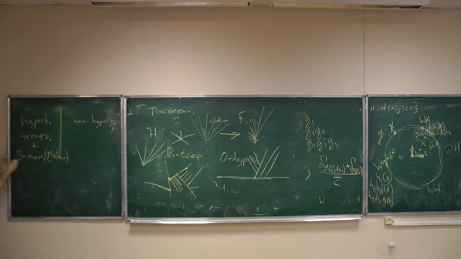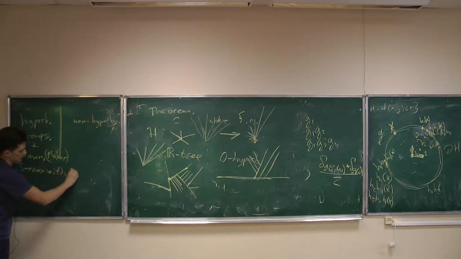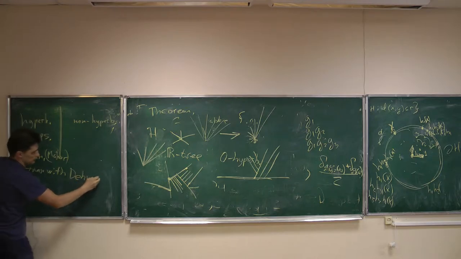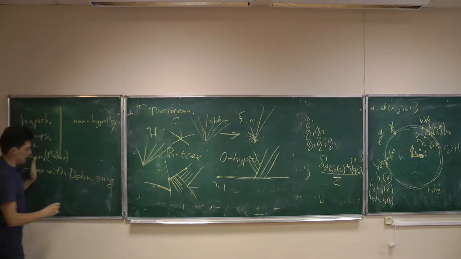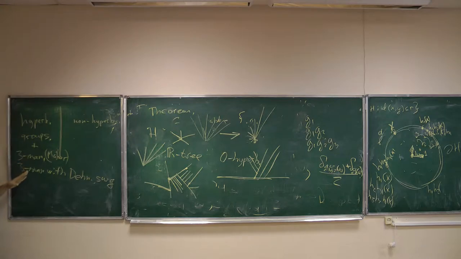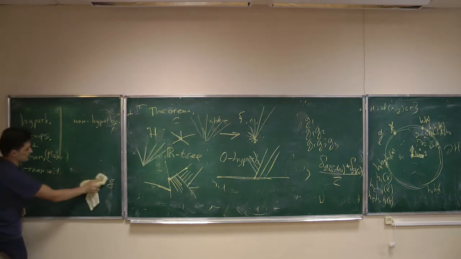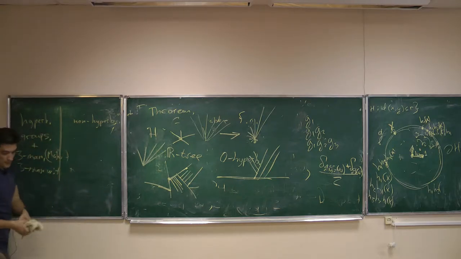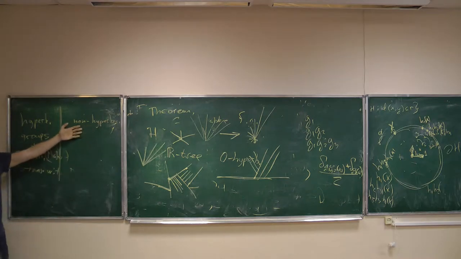So usually in this way, three-manifolds with Dehn fillings, Dehn surgeries, again, usually they are hyperbolic things. And so on. We can consider mapping tori. Again, we will usually obtain hyperbolic things here. A lot of them here. And there is a problem here. We didn't see anything non-hyperbolic.